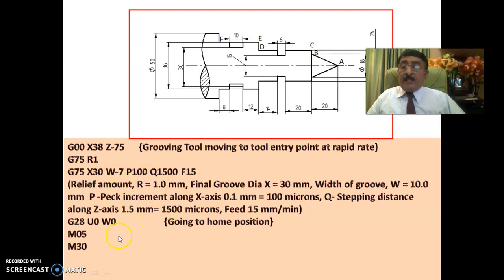Then after cutting this, it goes to the home position. It stops the spindle with M30 and comes back to the original position. Now we have come to the end of session 1 of problem 4.